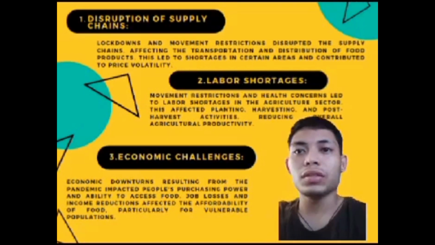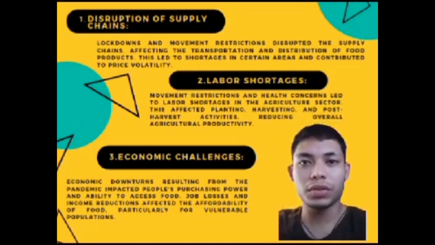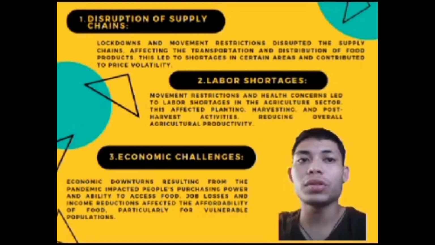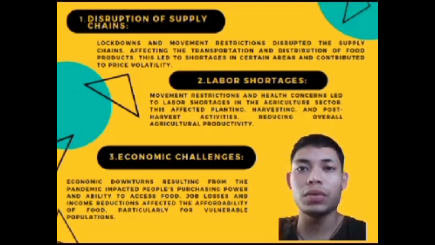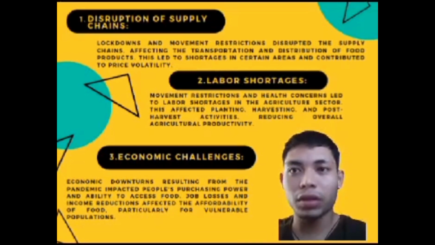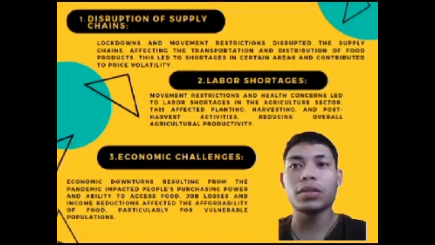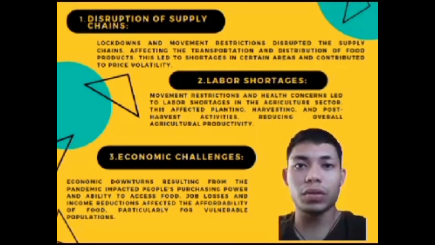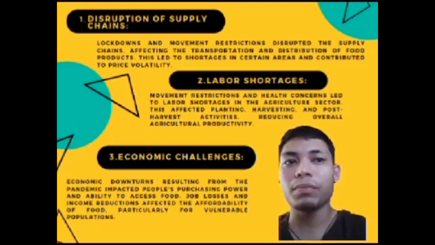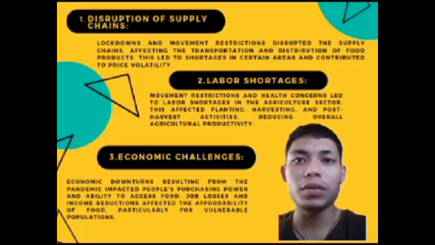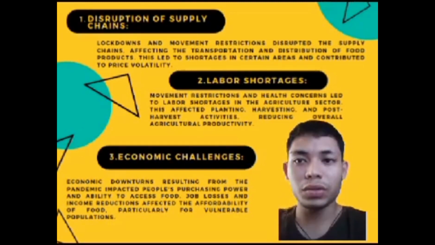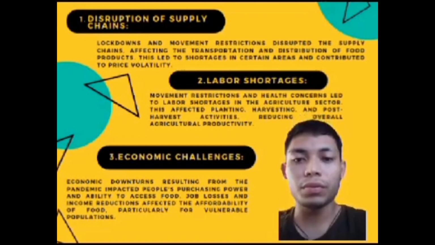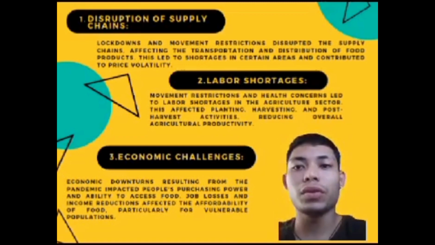So the second, labor shortage. Movement restriction and health concerns lead to labor shortage in the agricultural sector. This affected planting, harvesting, and post-harvest activities, reducing overall agricultural productivity. So the third one is economic challenge. Economic downturns resulting from the pandemic impact people's purchasing power and ability to access food. Job losses and income reduction affected the affordability of food, particularly for vulnerable population.